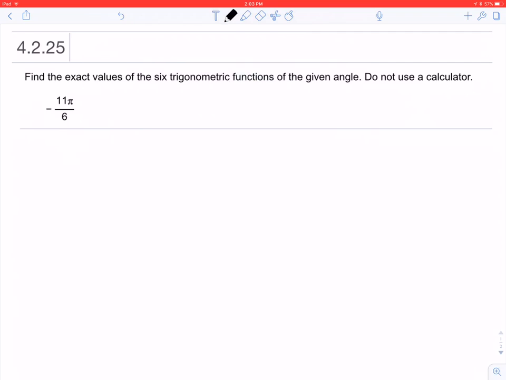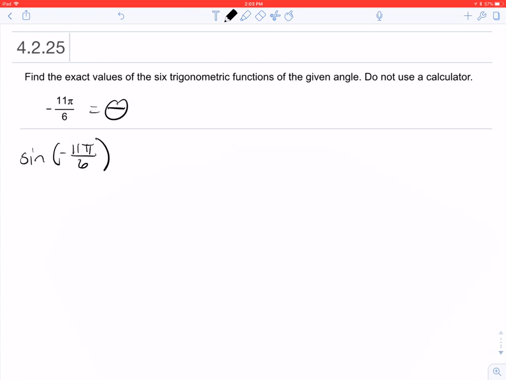We got this question, and so we're just going to explore. It says, find the exact values of the six trigonometric functions of the given angle. Do not use a calculator. Okay. So, I usually like to look at this as theta. So, I'm going to say, let this be our theta, right? So, it says, find the six trig functions. So, let's look at sine of negative 11 pi over 6 first.